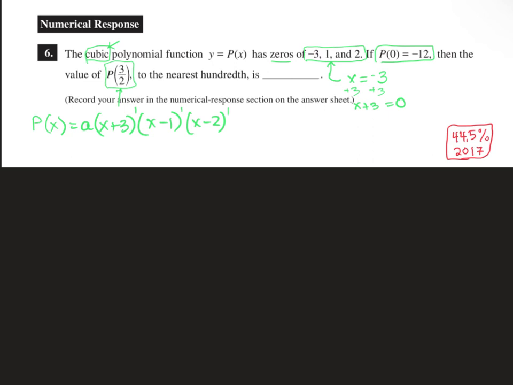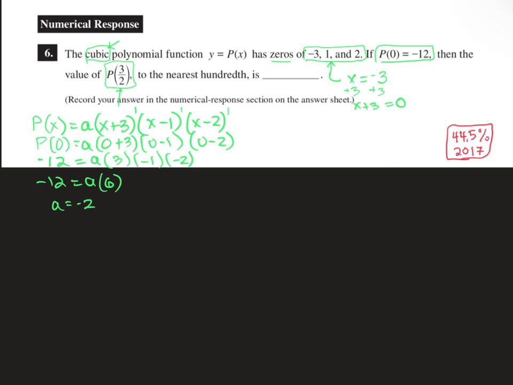Alrighty, so now we need to find a. So that's why they gave us p at 0 equals -12. So we are going to go p at 0, meaning sub in 0 for x. And on the next step, we'll replace p at 0 with -12 and simplify. So that'd be 3, -1, and -2. Okay, now multiply those, we would get 6. And if you divide, we would get a equals -2.